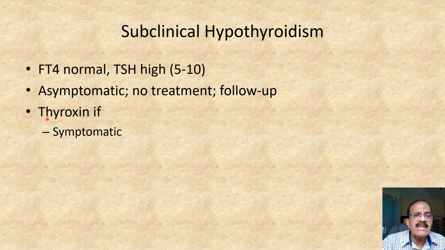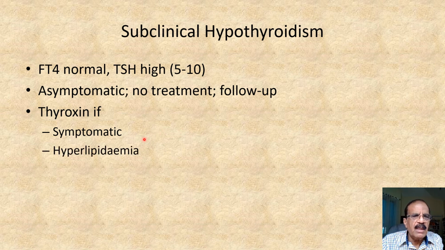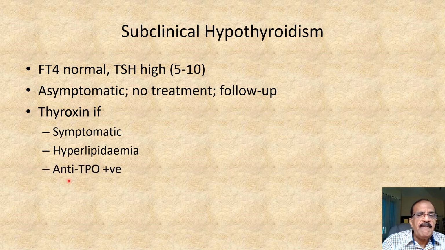If the patient is having symptoms of hypothyroidism, then even with a borderline value, it is recommended to treat them because they have symptoms. And if they have hyperlipidemia, because then they are likely to develop ischemic heart disease. And if anti-TPO is positive.